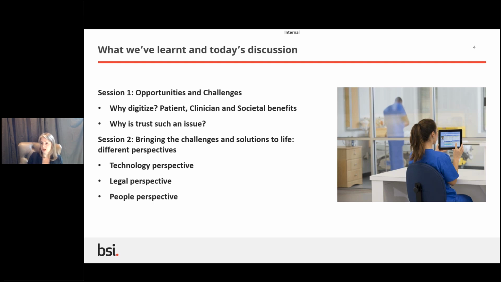So from there, we're now going to look at how we start addressing that trust, what it means to have that patient health data, how we go about building trust, and what trust looks like from the technology, legal, and people perspective. So with that, we have, again, an amazing set of attendees here as our panelists. And if we could go to the next slide, please.